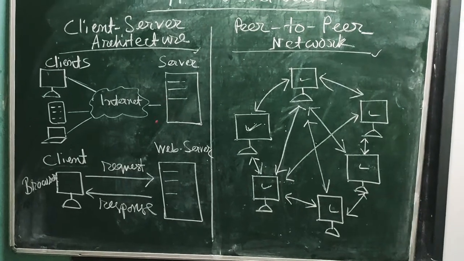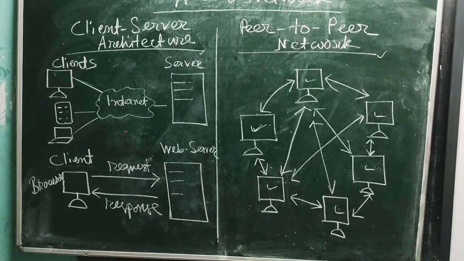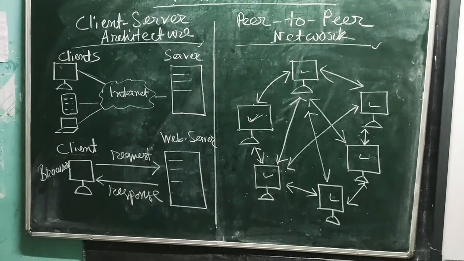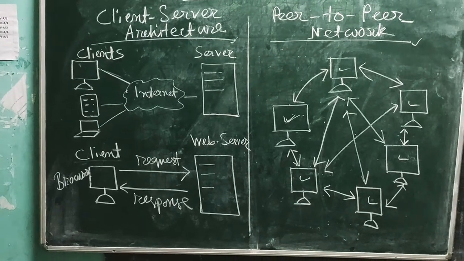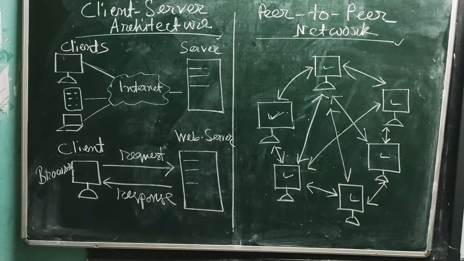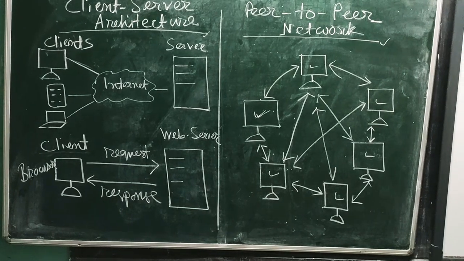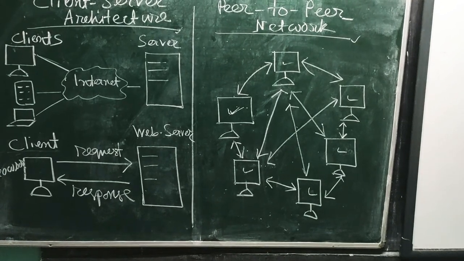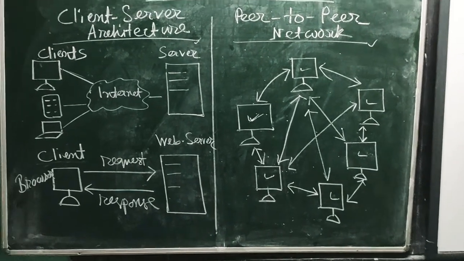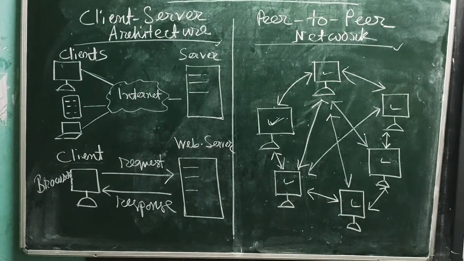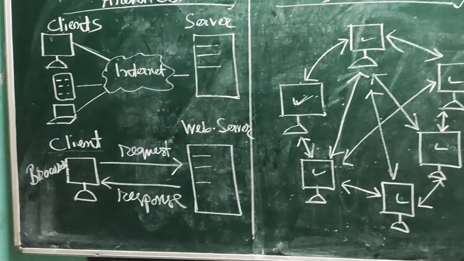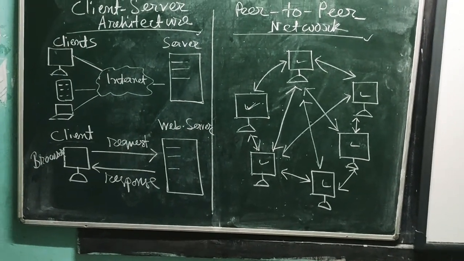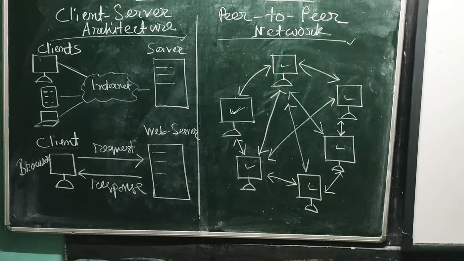So now let me distinguish between client server architecture and peer-to-peer network. From the diagram you can see, in the client server architecture some computers are reserved for server work, and in the peer-to-peer network no special computer is reserved for server work. And client server architecture is expensive, and peer-to-peer network is less expensive.